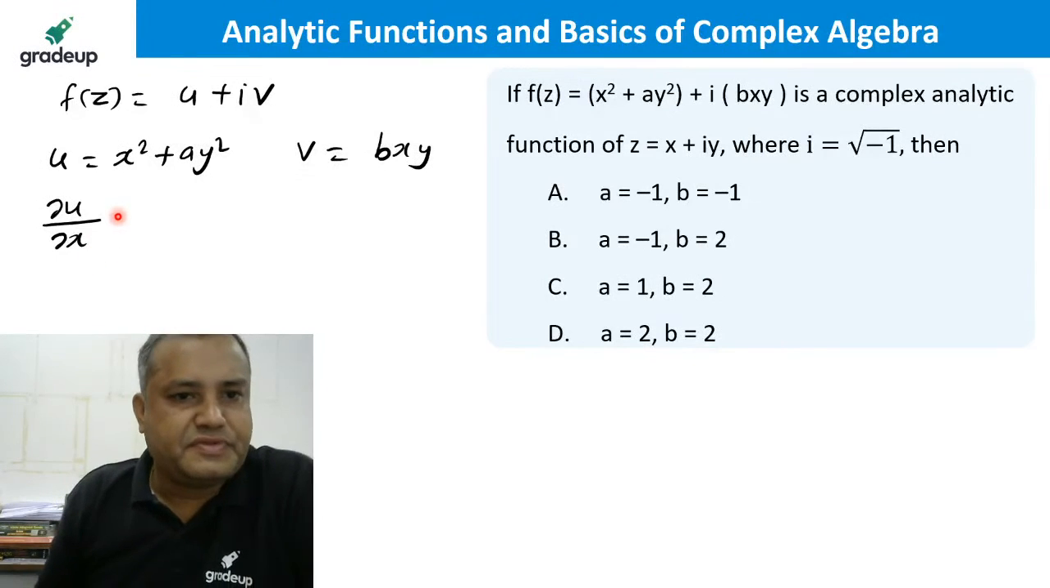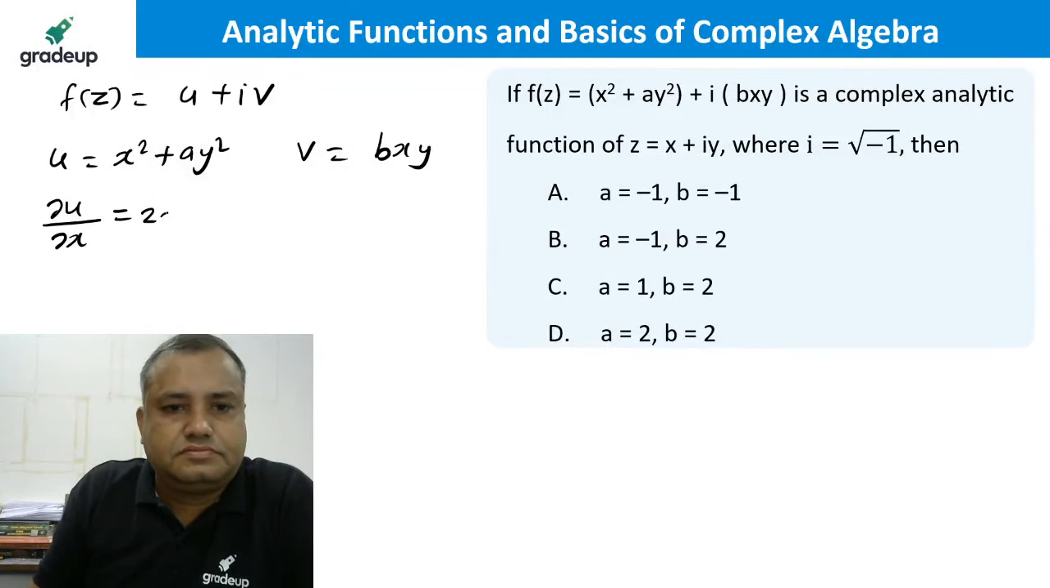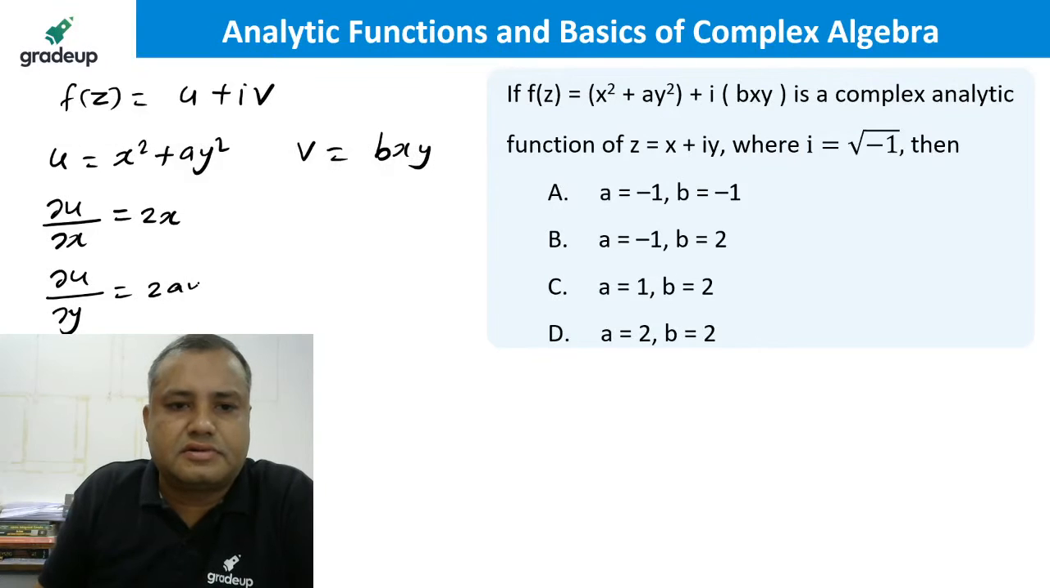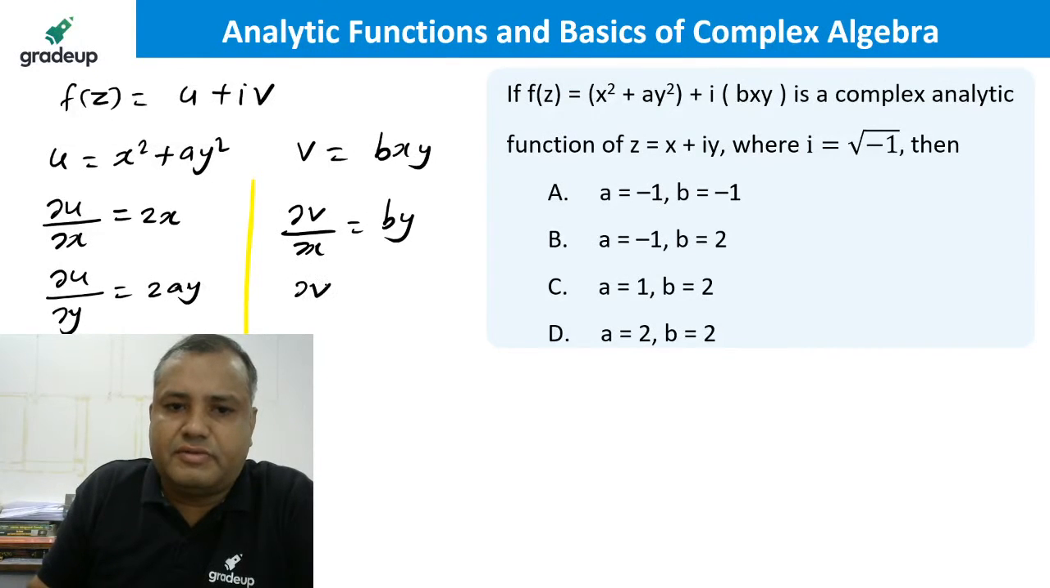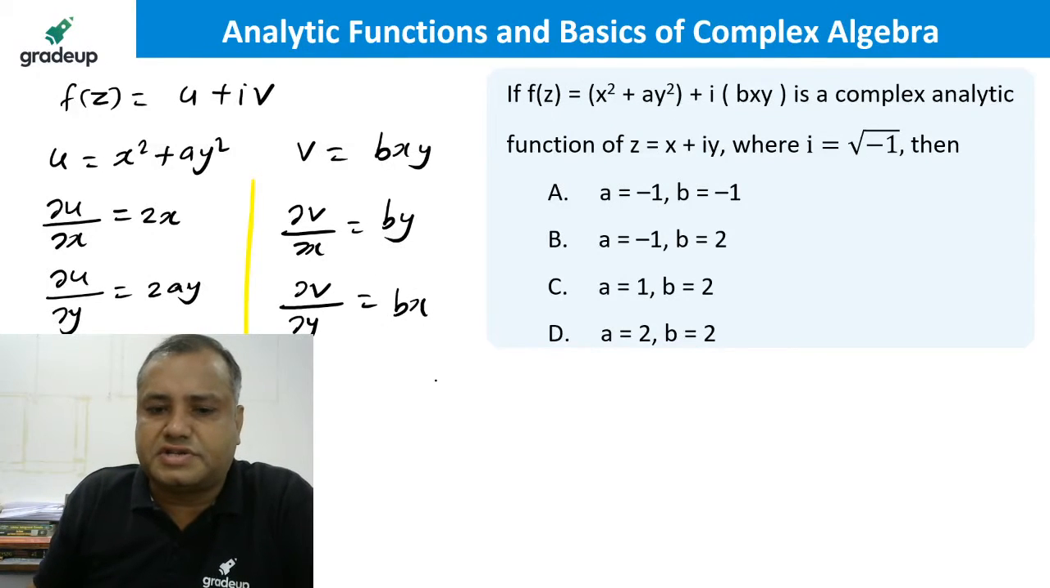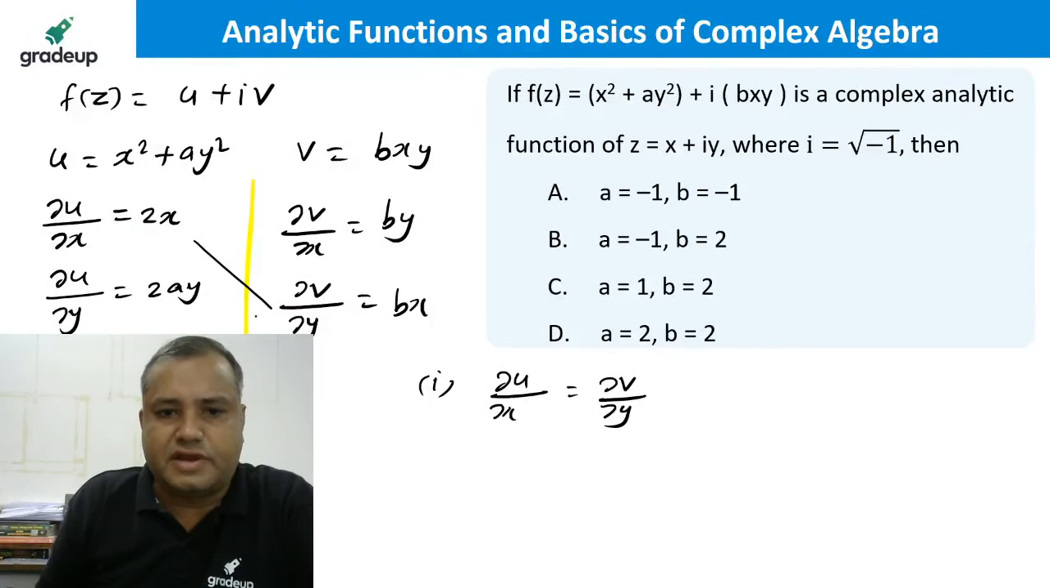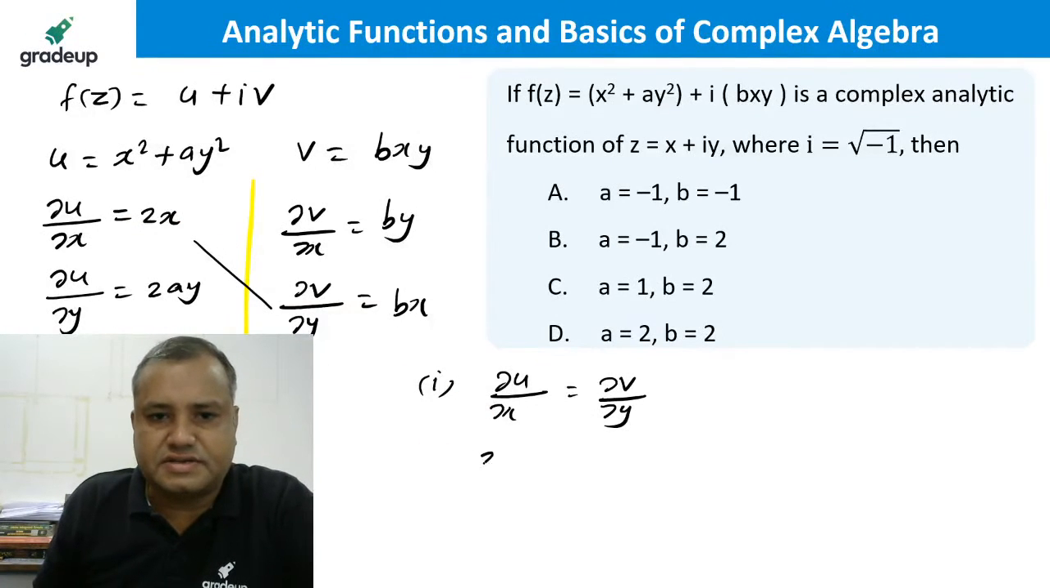Good morning, beta. So del u by del x is twice x. Del u by del y is twice ay. Then del v by del x, and del v by del y will be bx. Now what is the Cauchy's Riemann equation? First equation: del u by del x equal to del v by del y. So both of these are equal: twice x equal to bx. So b will be equal to 2.